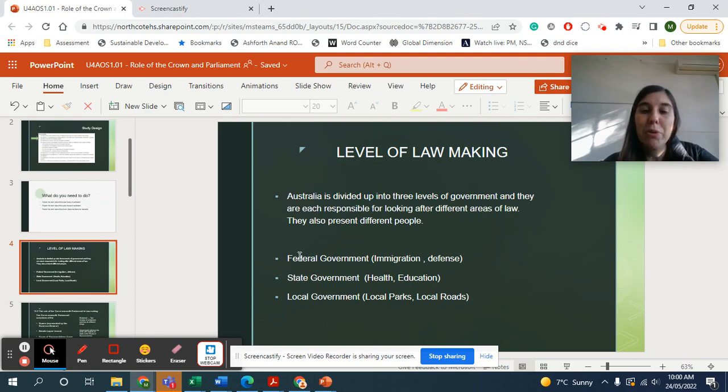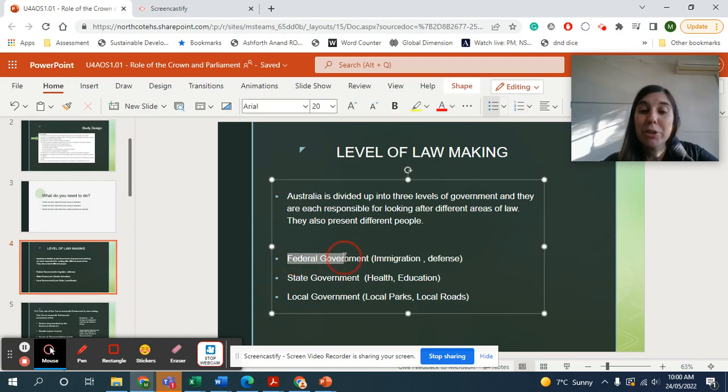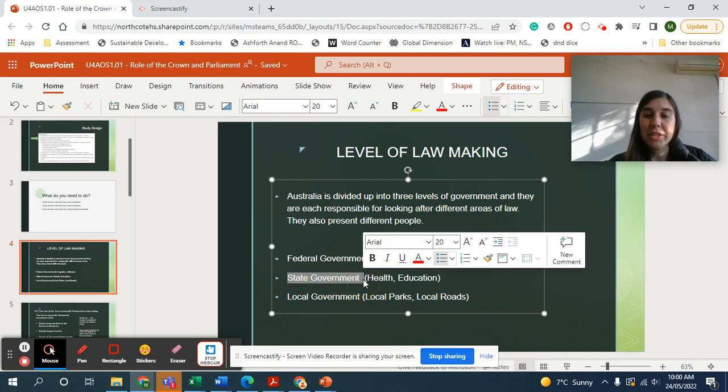So at the federal level, we have the Commonwealth Government, who was just voted in recently. And they look after things such as immigration, defence. This is not an extensive list, but they basically are there to represent all of Australia. At the state level, the state government represents just the state. So Dan Andrews represents Victoria, and Dan Andrews' Labor Party is the government that looks after laws for Victoria.